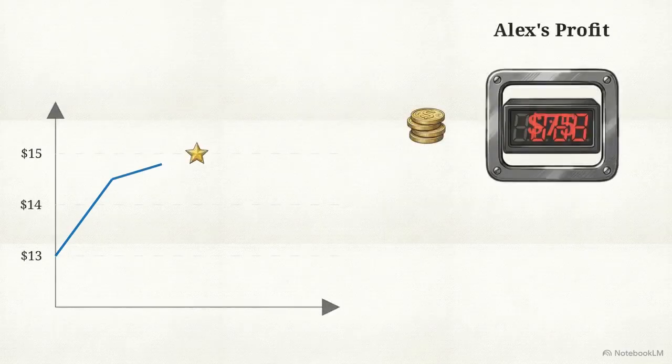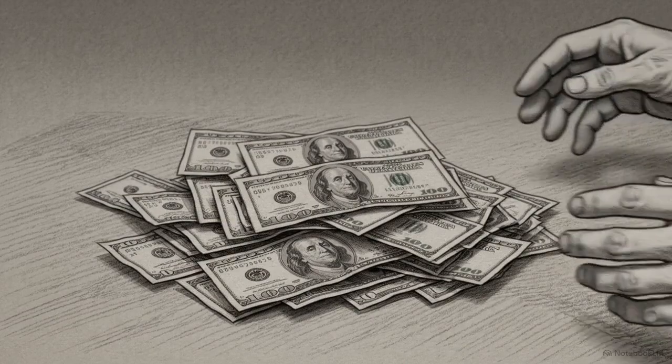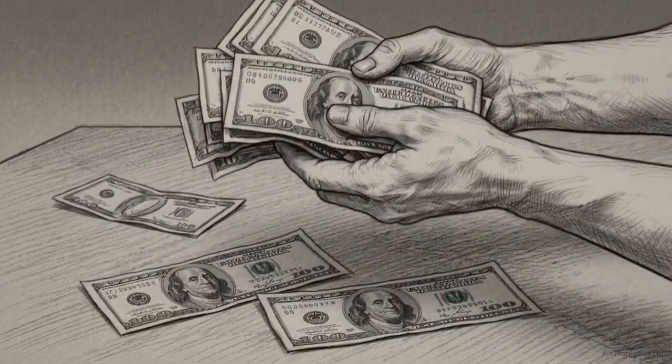Toward the end of the day, the price slips slightly to $14. Alex decides it's time to exit and sells all 11 apples. Because the price dipped before the sale, the final profit is lower than that $75 peak. This difference is called Profit Drawdown. It captures the amount of potential gain Alex left on the table by waiting until that $14 mark to sell.